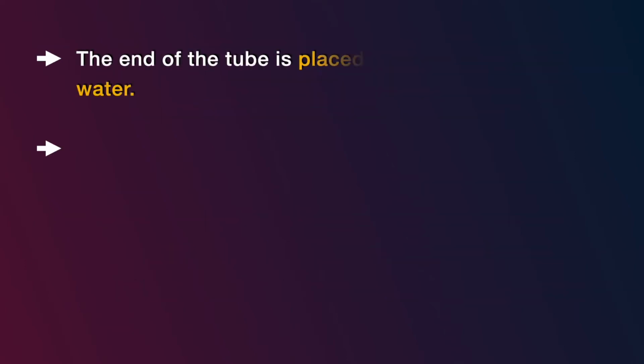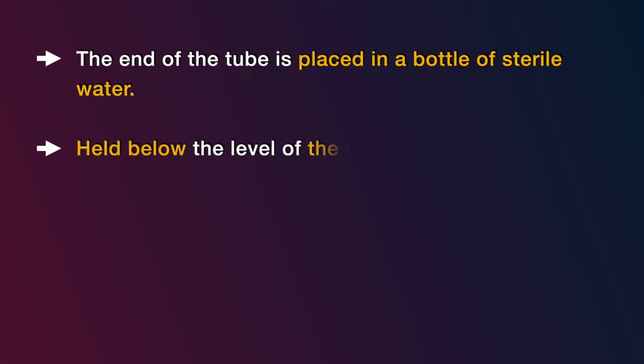If the chest drainage system is disconnected, the end of the tube is placed in a bottle of sterile water held below the level of the chest. The system is replaced if it breaks or cracks or if the collection chamber is full.